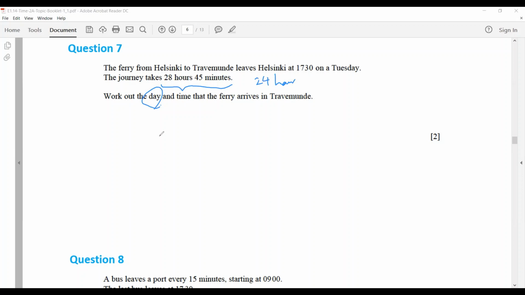So what we need to do, if you add 24 hours to this guy right here, that would be 17:30 on Wednesday, right? So just add the 24 hours. And then what we left with is that extra 4 hours, 45 minutes, right? And then you can add that. So it's already Wednesday. Imagine it's Wednesday, 17:30. So you add that 4 hour, 45 minute to see the time of arrival, which is this guy.